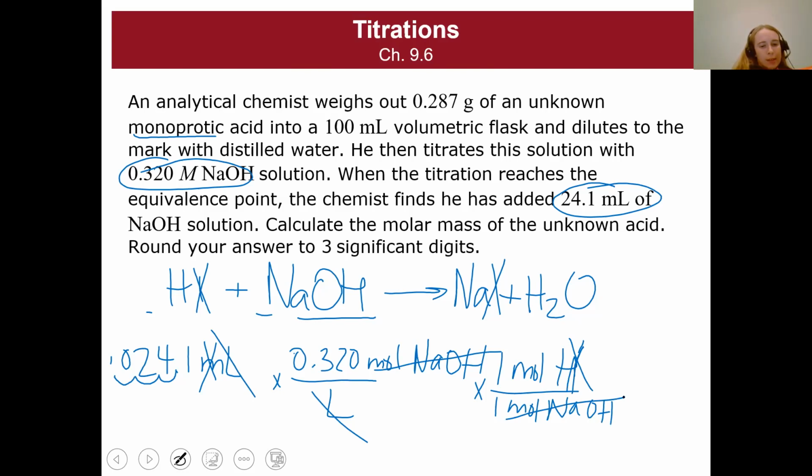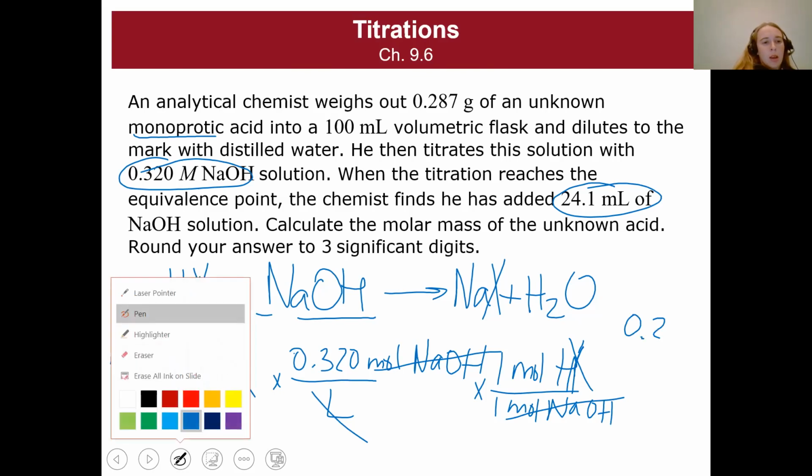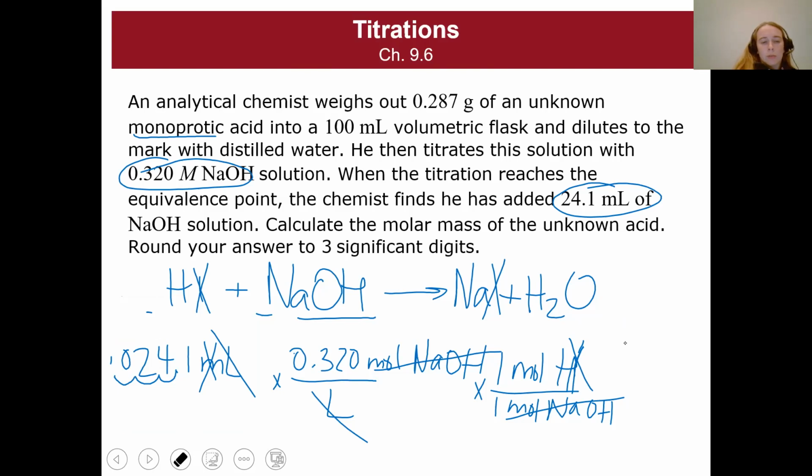So I calculated this, and I found that this gives us... I should just calculate it instead of trying to read my handwriting. This gives us 0.007712 moles of our acid. And we want to know the molar mass.